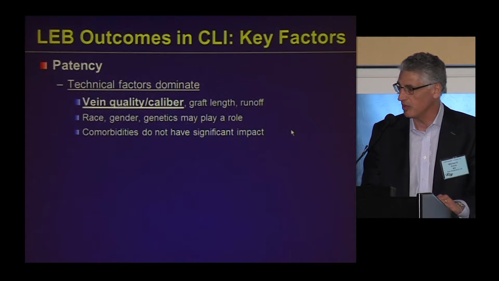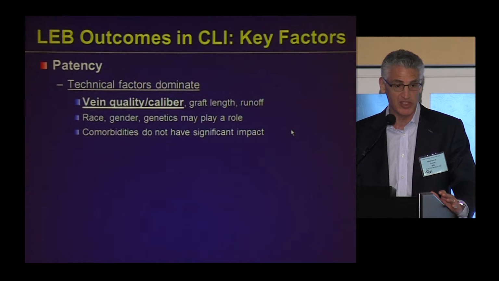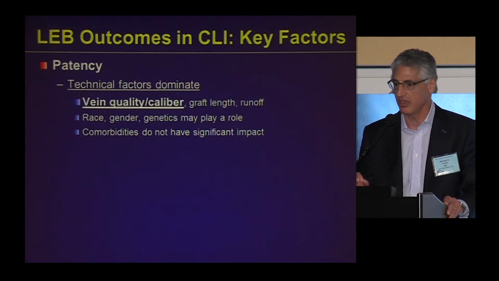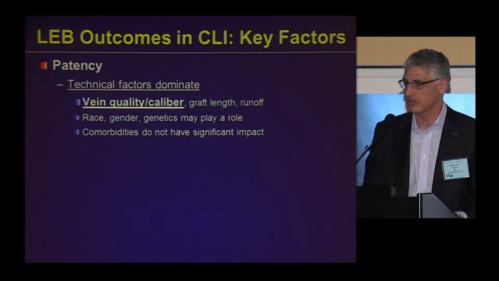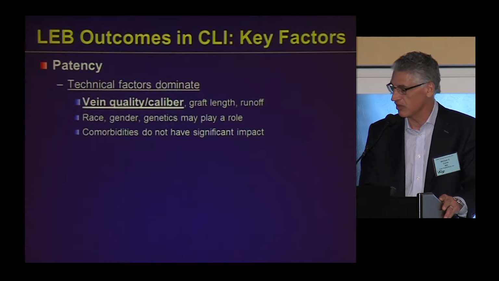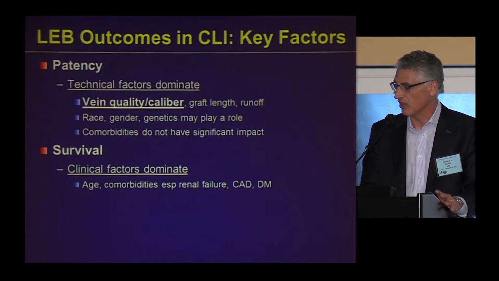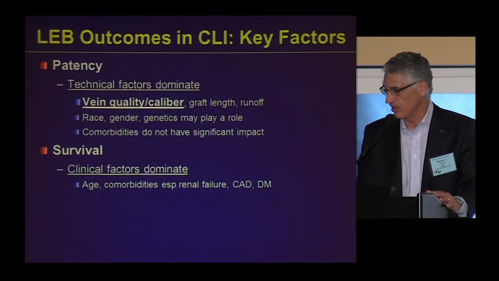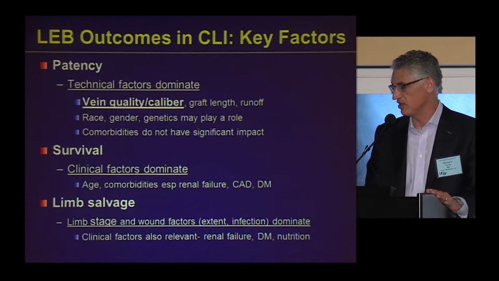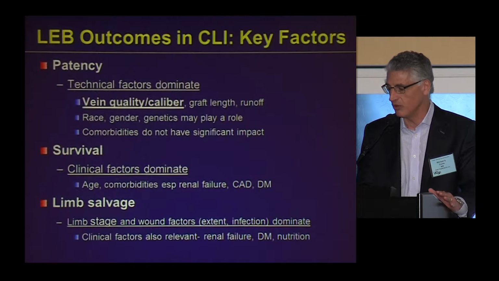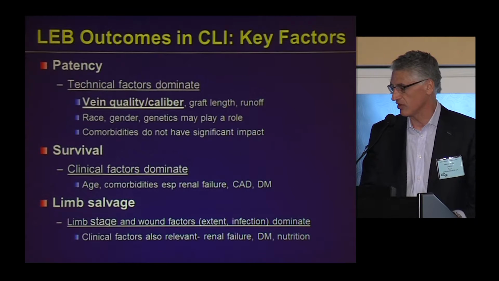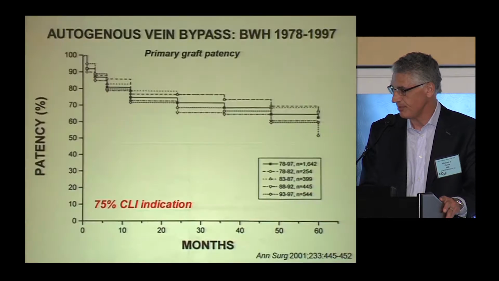In general, comorbidities, including diabetes per se, do not have much of an impact on patency of the graft. They do impact other factors such as survival and risks of amputations. When you look at survival, it's not really about technical factors, it's about clinical factors. And when you look at limb salvage, that's where limb staging and wound factors actually dominate, and it all sort of comes together. Clinical factors are also, of course, relevant.